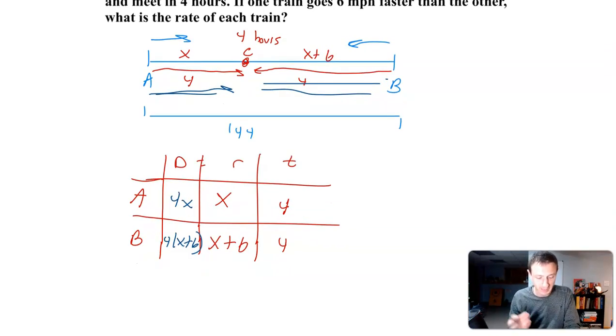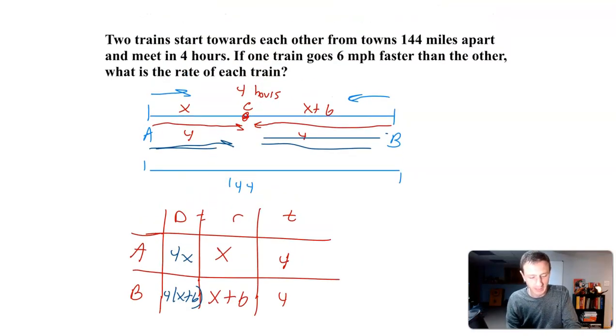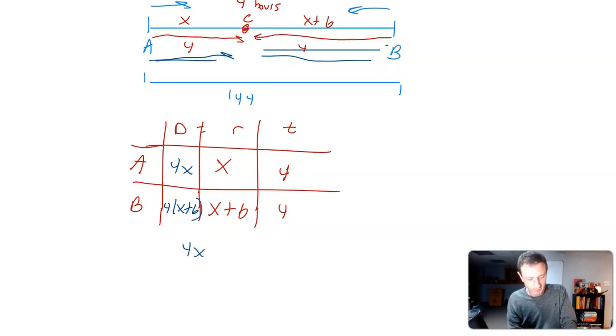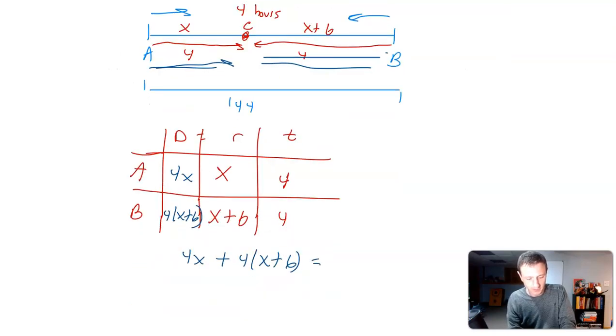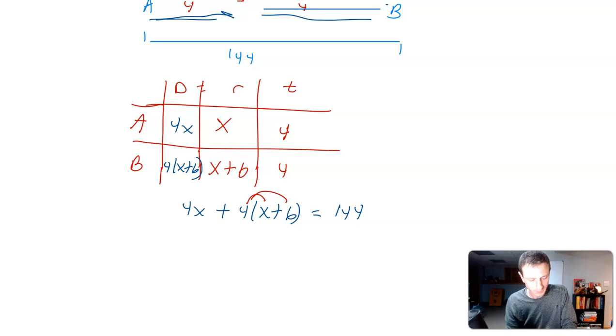And then for train B, it's going at a rate of x plus 6. So if train A is going at 30 miles an hour, this is going at 36 miles an hour times the 4 hours. If this is going 40 miles an hour, then 46 times the 4 hours. That will give us our distance. So we know the distances of these two trains. Put them together, they've gone 144 miles. So I'm going to take train A, which is 4x, plus train B, which is 4 times x plus 6, equal to the total distance, 144. I'm going to distribute: 4x plus 4x plus 24 equals 144.